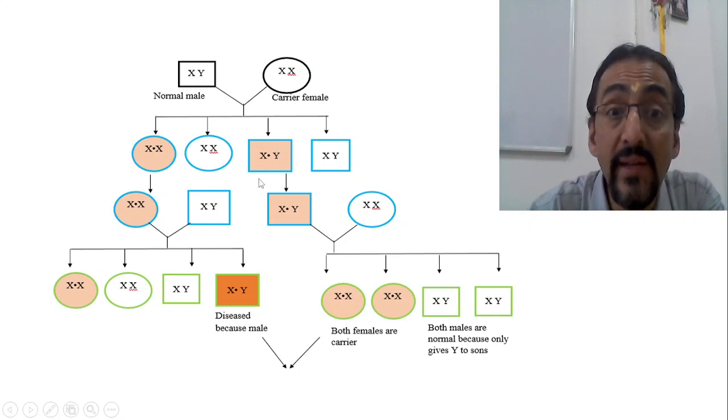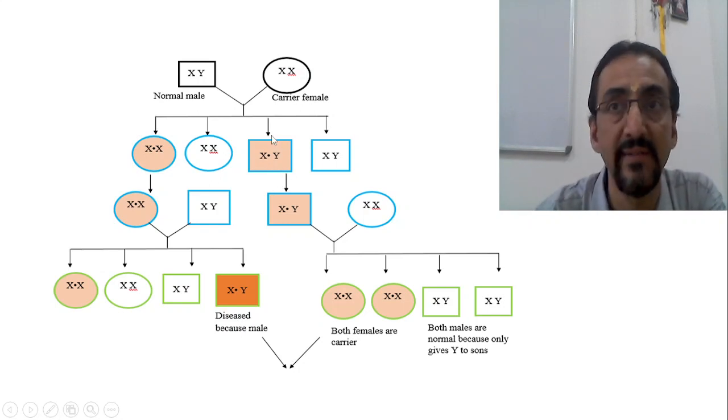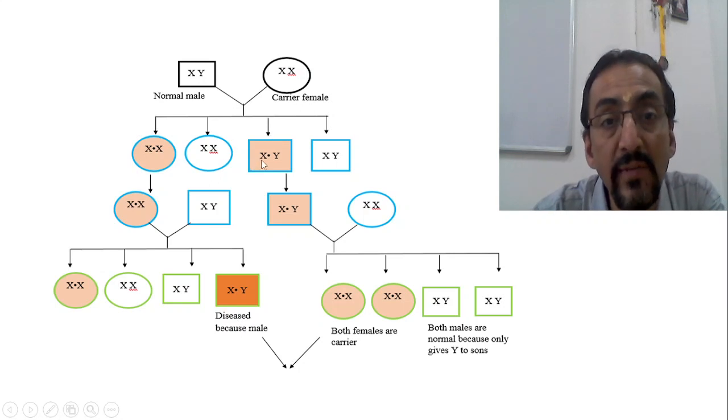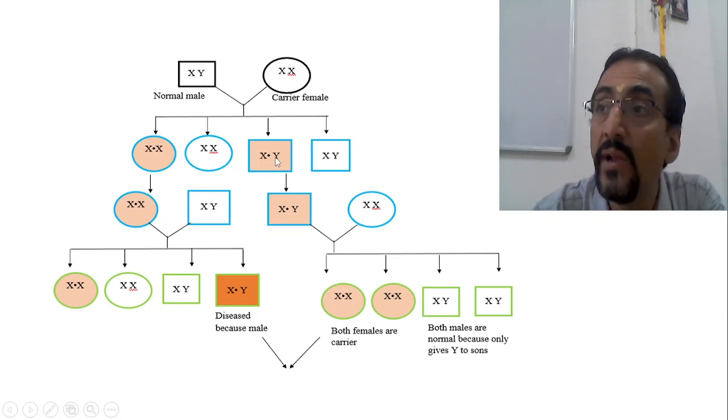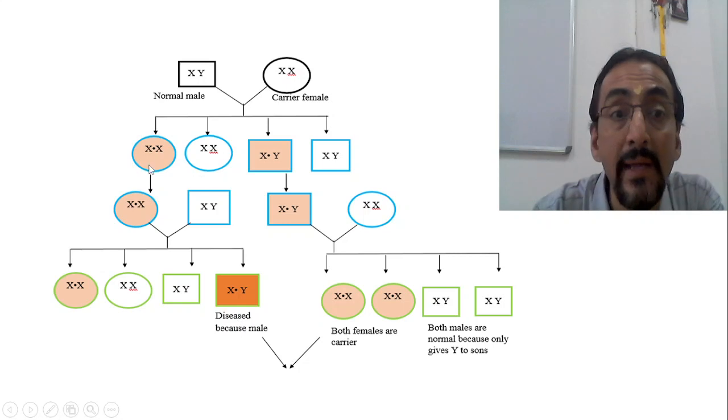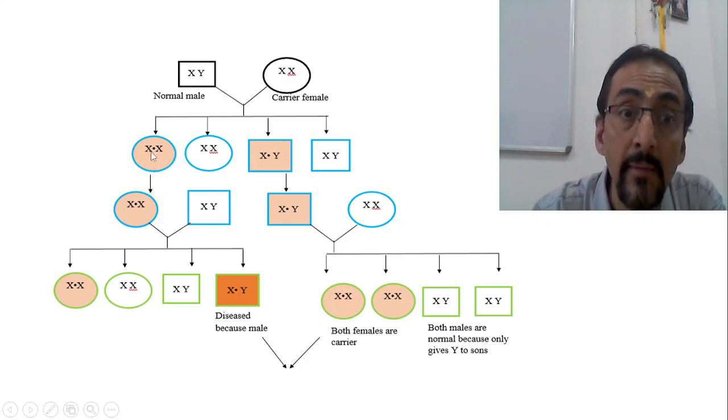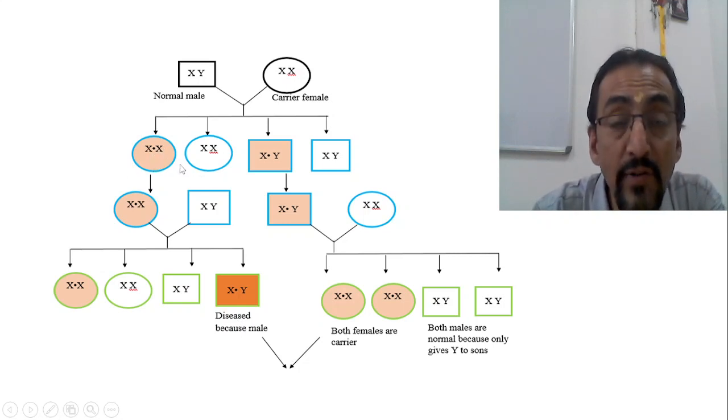But although he is a carrier, he developed the disease, because one of the X is mutant, isn't it? There is no other X here. Here, the female is a carrier. One X is mutant, but fortunately another X is there.